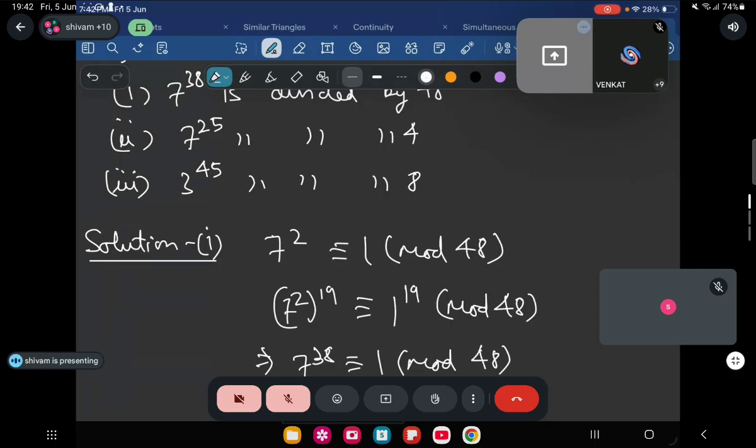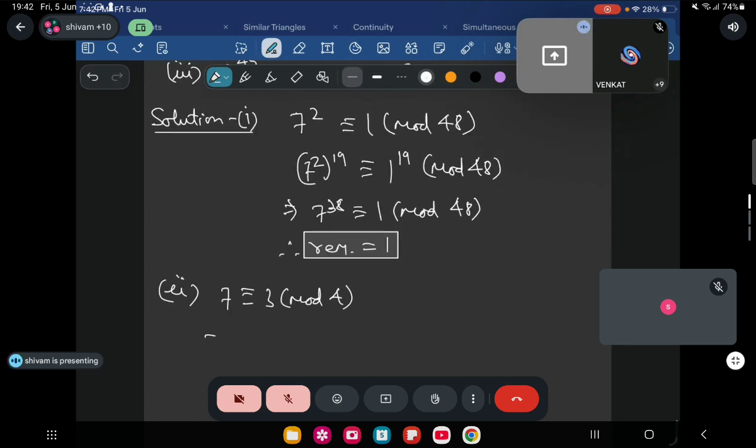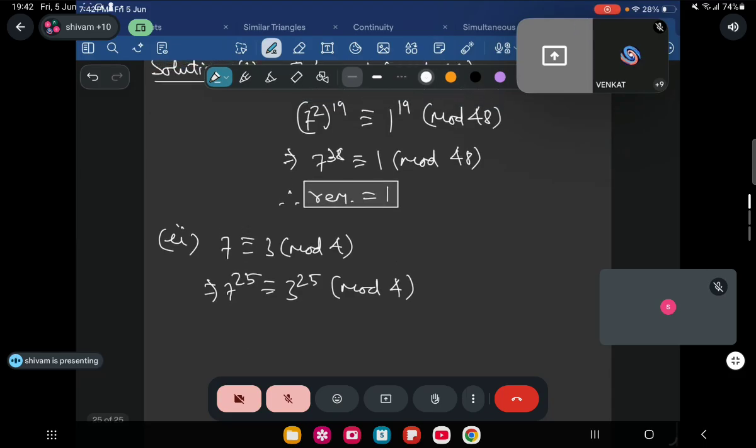Which one? I'm getting 7 as the remainder in case of part 2. But can you ever get a remainder more than 4 in case of part 2? Tell me. You must have started with 7 is congruent to 3 mod 4. First of all, you have to reduce the base. So 7 to the power 25 is congruent to 3 to the power 25 mod 4. Right. Now my task is to find out the remainder when 3 to the power 25 is divided by 4.